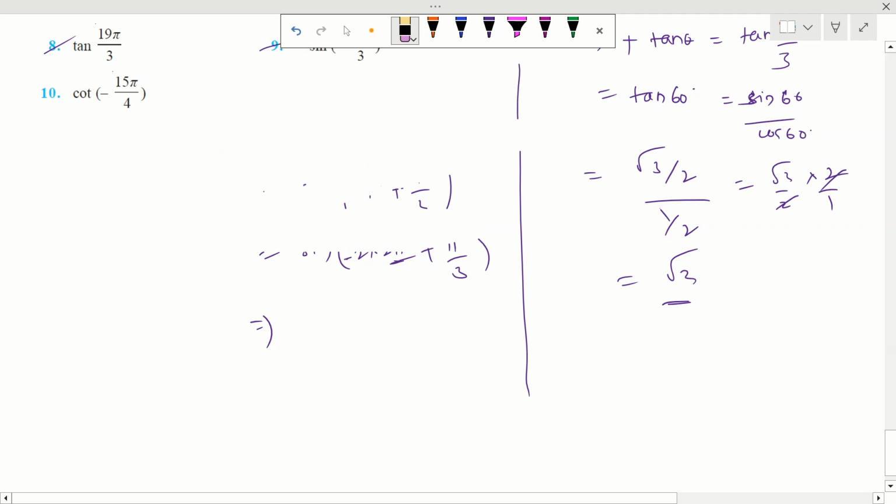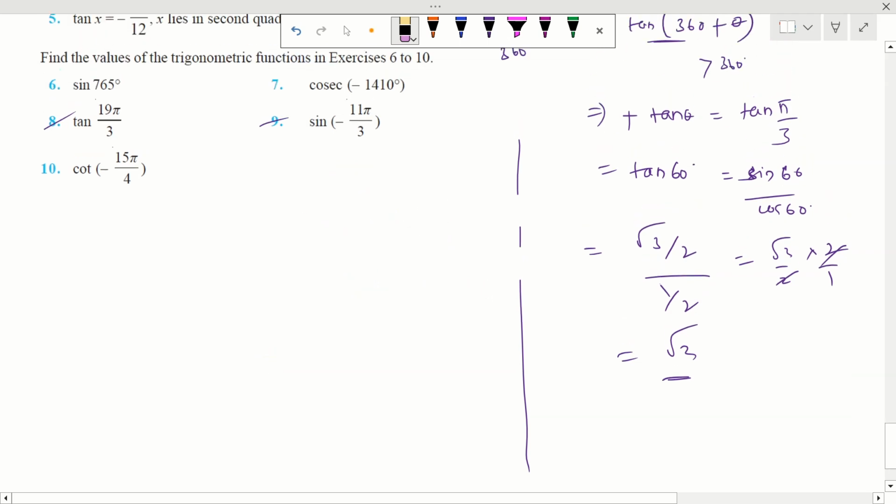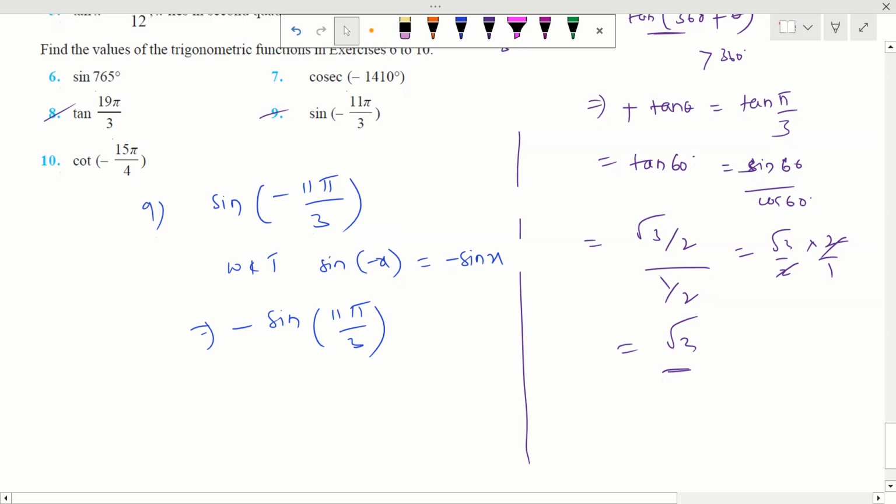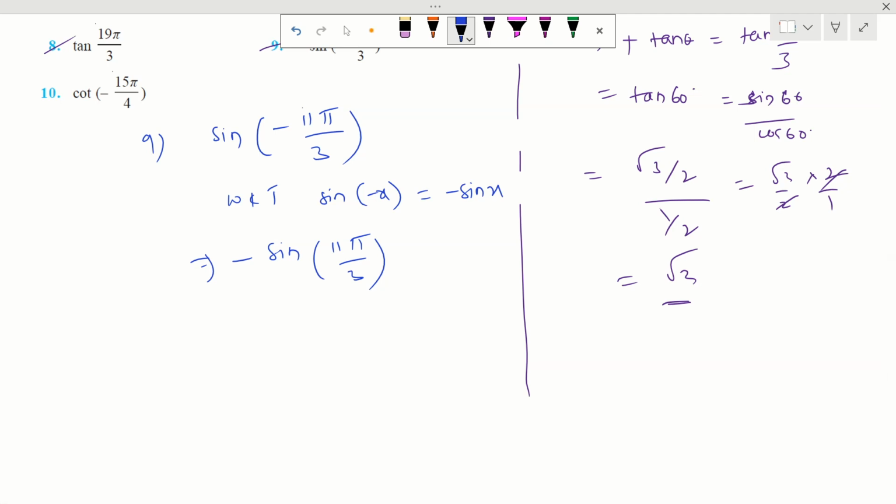So problem ninth one. Okay, the problem ninth one is given here. It is sine of minus 11 pi by 3. Okay, we know that the sine of minus x is minus sin x. Then we can write this in the form of minus of sine of 11 pi by 3. Sine of minus x is minus sine x. Okay, so x is this value. This minus is outside.